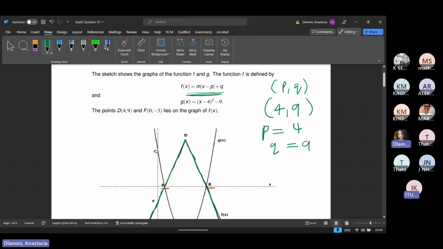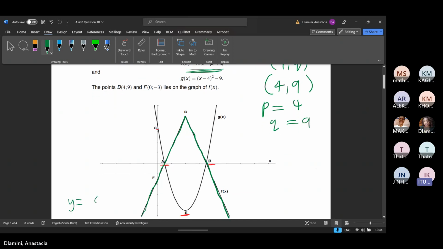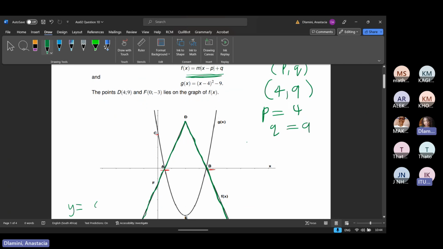Yes. Thank you. So now that we have this, let's substitute to f of x. So we have f of x is equals to m absolute value x minus p plus q. Let's make it y is equals to m. We don't know m, but we do know p. We said that if outside is positive p, it means that inside should be negative p. So this will be negative 4 plus 9.